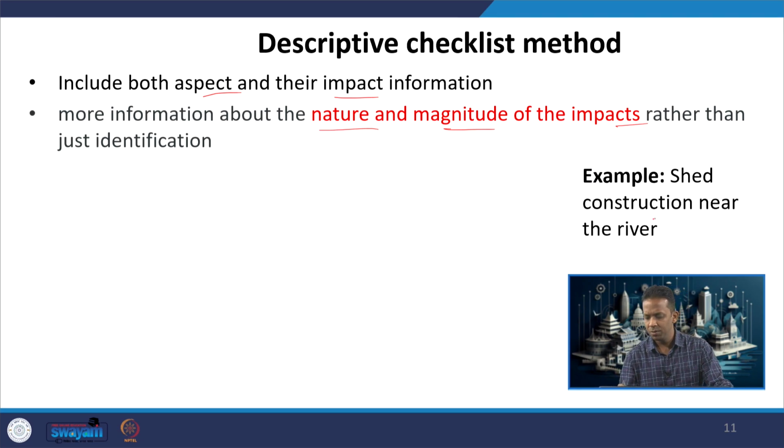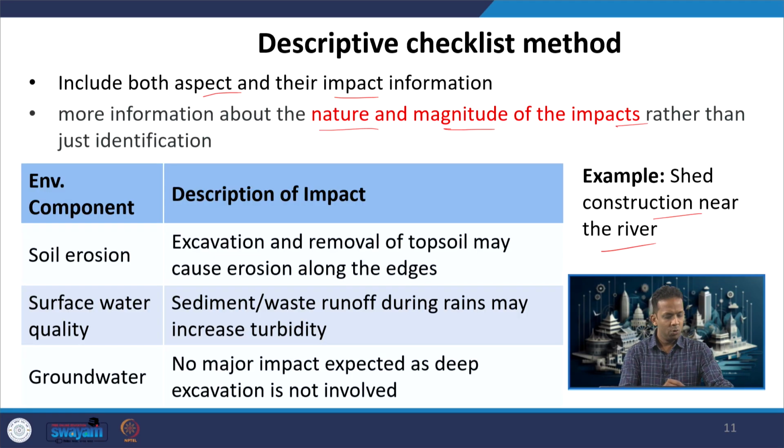Taking the same example of construction of a shed maybe for a bus stop near the river. So, environmental components can be soil erosion, surface water quality, groundwater. And now, the description of impact, rather than just identifying the impact with a tick mark here. Okay. When you describe, it tells here the excavation and removal of topsoil will cause erosion along the edges of the banks of the river or along the edges of the roads. So, that is the more information given about impact on one of the environmental components.